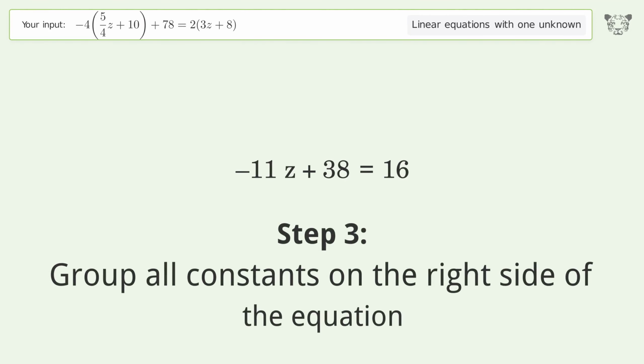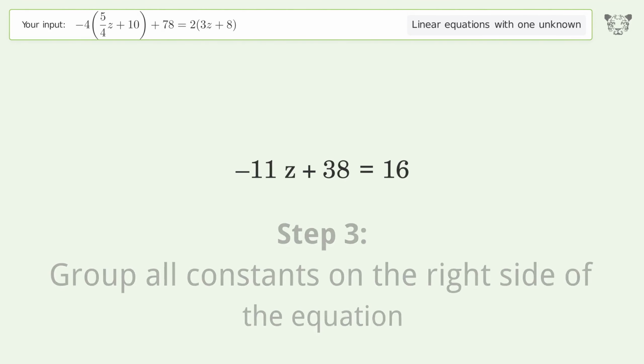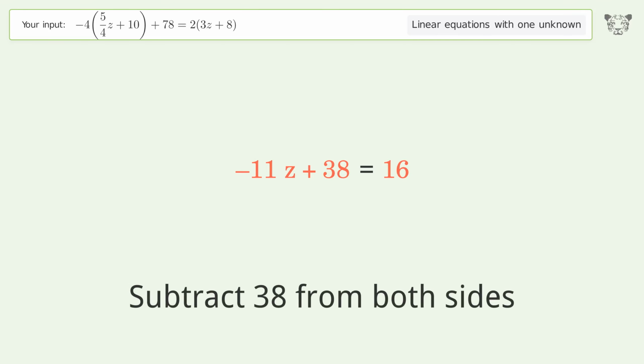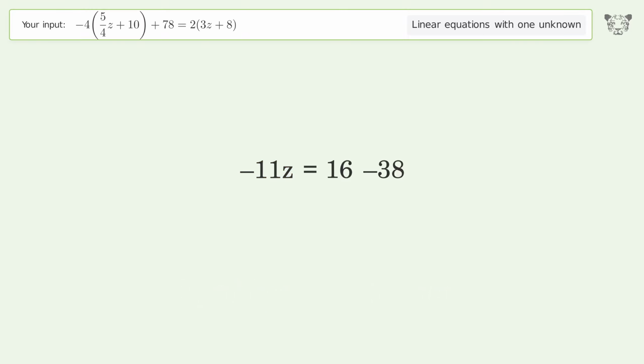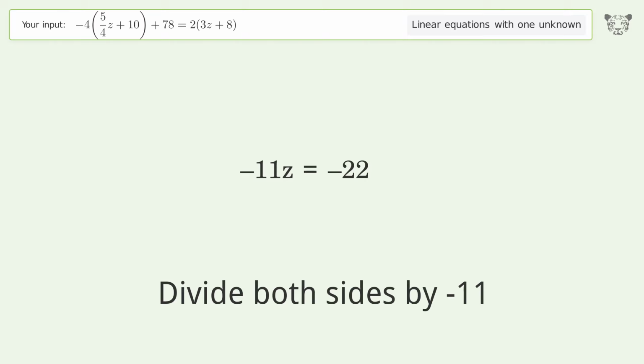Group all constants on the right side of the equation. Subtract 38 from both sides. Simplify the arithmetic. Isolate the z. Divide both sides by -11.